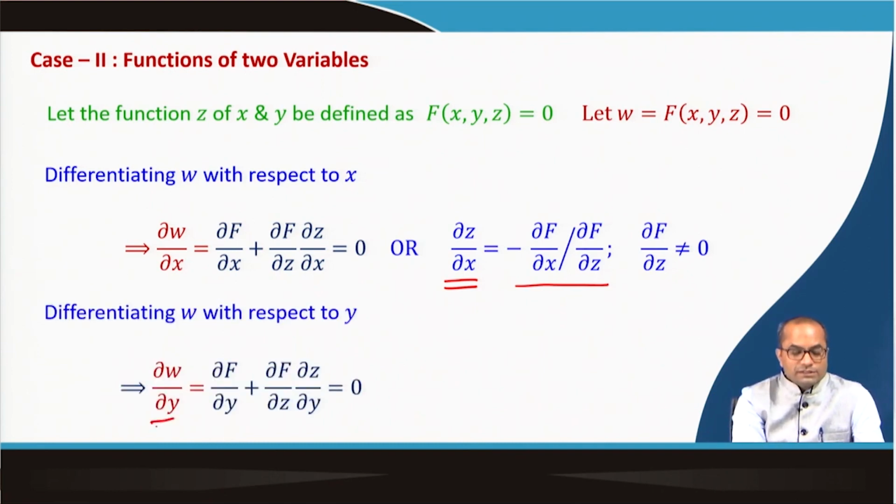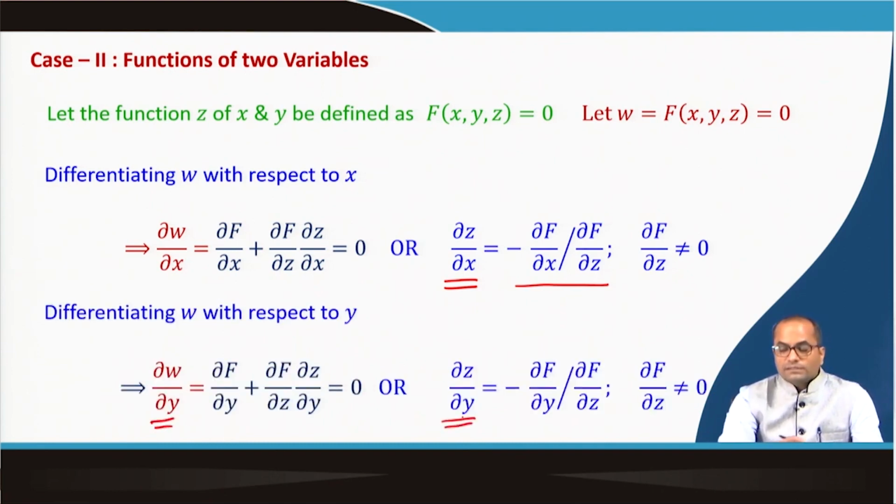Similarly, if we differentiate with respect to y, we can get the partial derivative of z with respect to y as the ratio of these partial derivatives with respect to y and z.